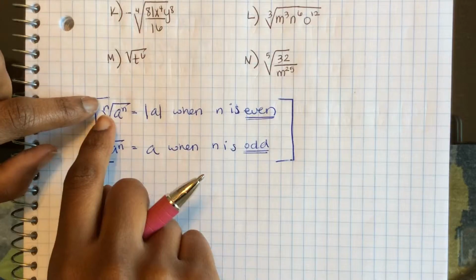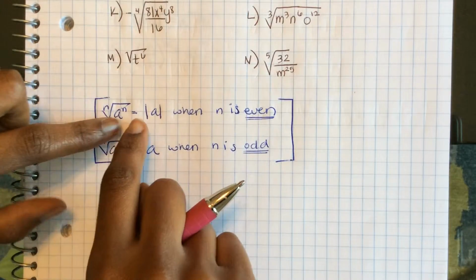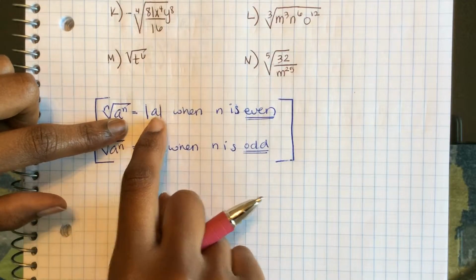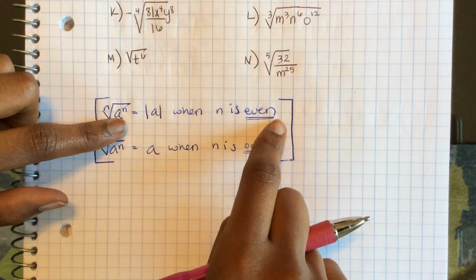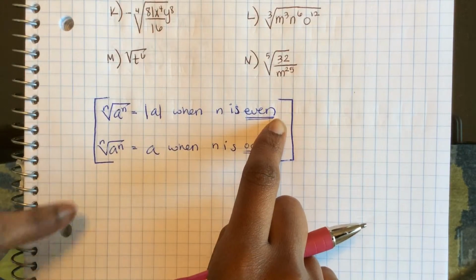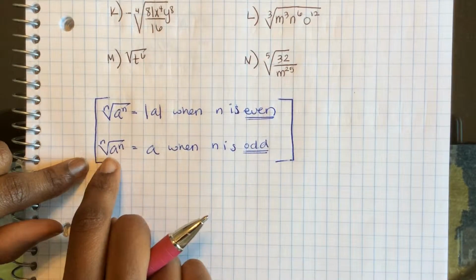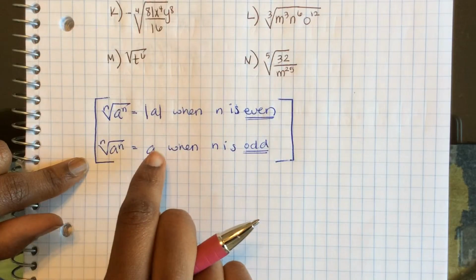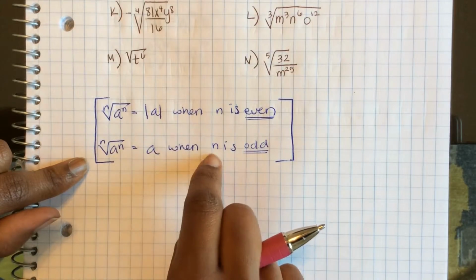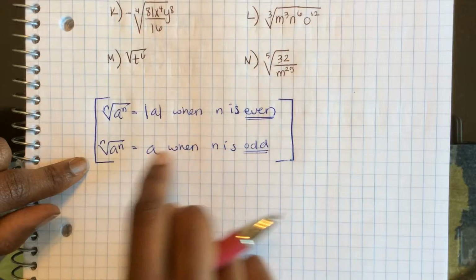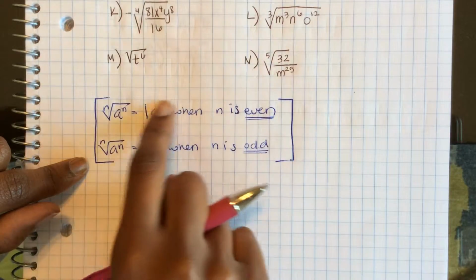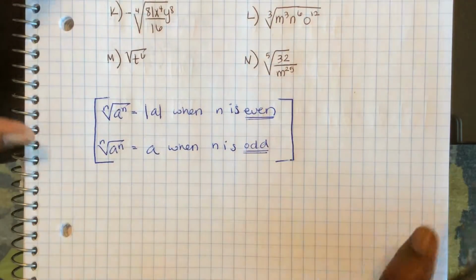So if we have the nth root of a to the n, that's going to equal the absolute value of a when n is even. I'll explain that in our first example. And if we have the nth root of a to the n, it's just equal to plain old a when n is odd. This is just notation that's important to keep in mind. I'll explain that in our first example above.